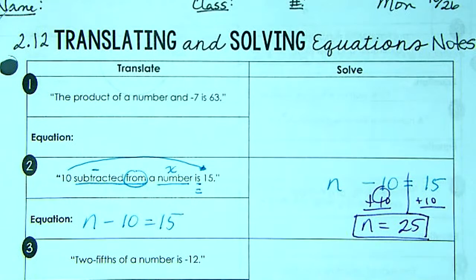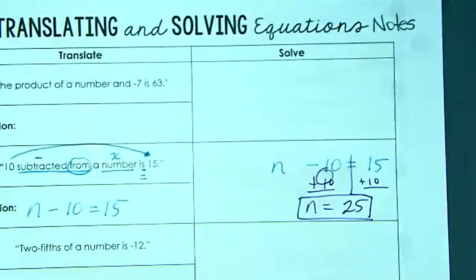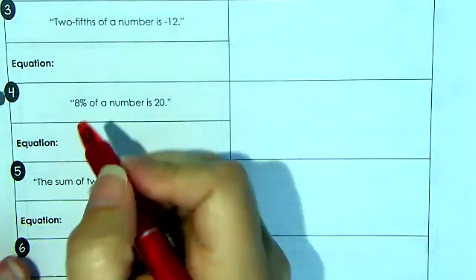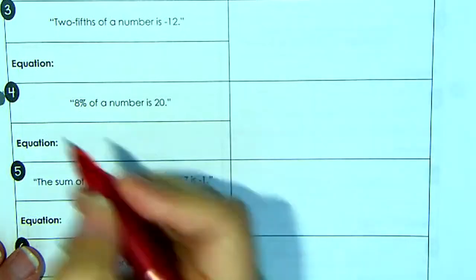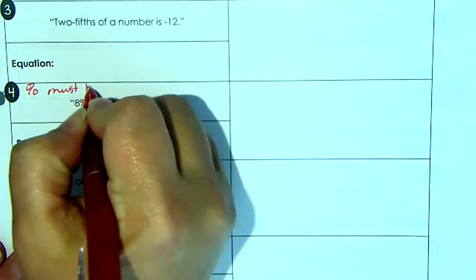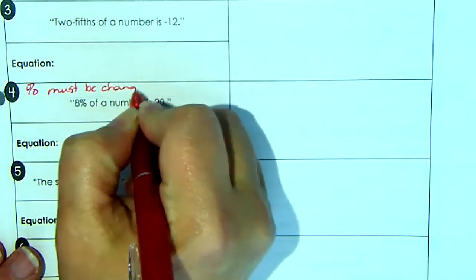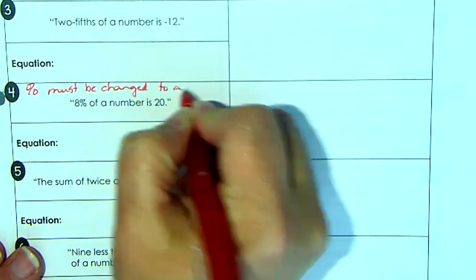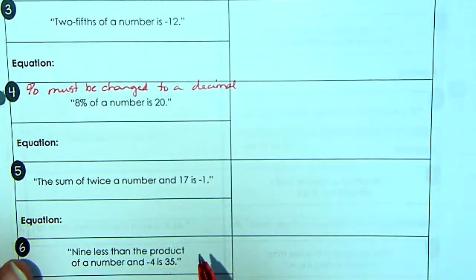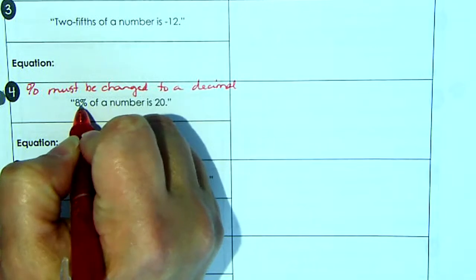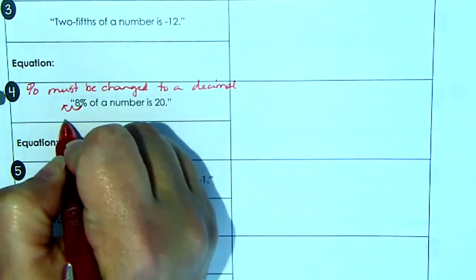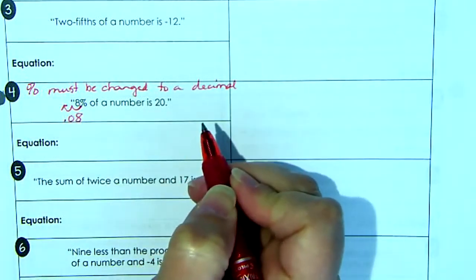Okay, jumping right along, moving down to number 4. The reason I chose number 4 is because of this 8%. Remember that when it's a percent, it must be changed to a decimal. You have to change it to the decimal. So if it's at 8%, that means the decimal is located here now, so I move it twice to the left, and I end up with 0.08, which is what's going to represent 8%.